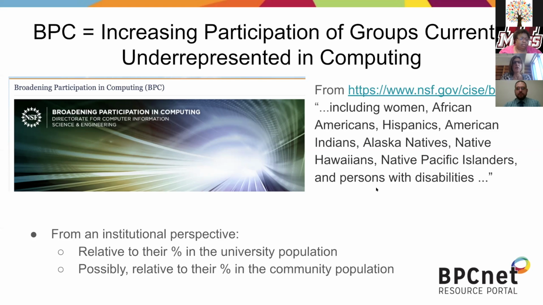So now you want to understand internally, to determine your context, how your institution is doing with respect to these groups, and use that to identify where you want to focus your attention. So from an institutional perspective, you can look at participation relative to the percent in the university population, or relative to the percent in the community population. This second one may not be relevant to you, but I teach at a big state school, and so we're trying to at least be matching the community population and the population of our state. And you'll see in a minute that we're not.